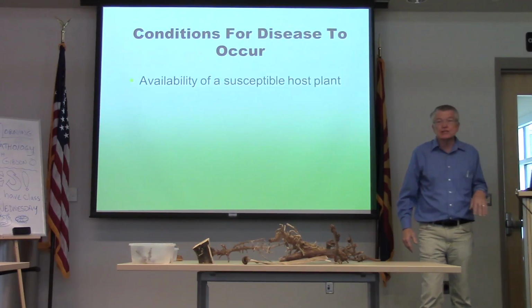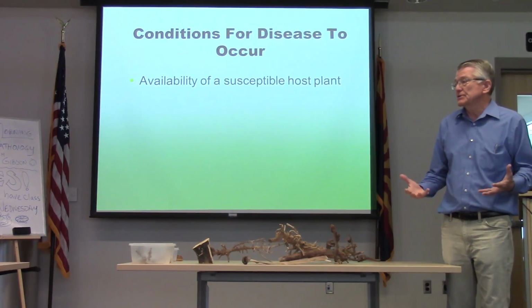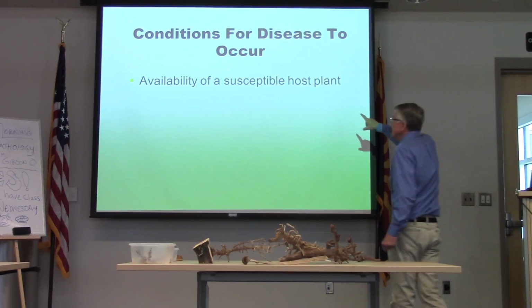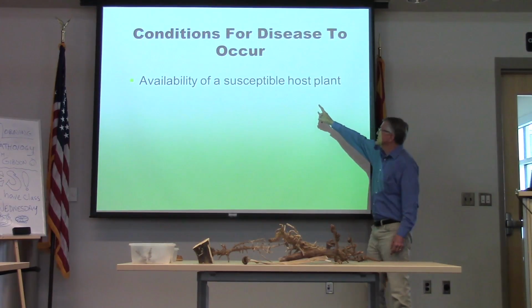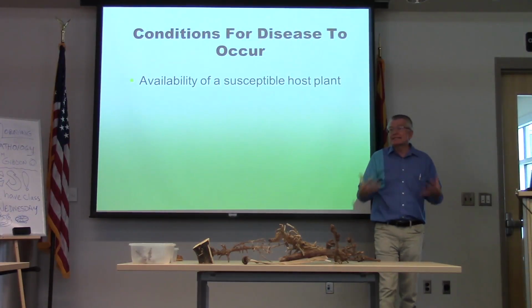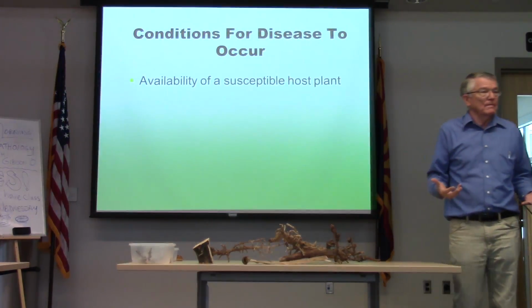There are certain conditions that must occur in order for a disease to grow and flourish. Number one, there has to be an availability of a susceptible host plant. The plant has to be susceptible in order for a disease to grow.